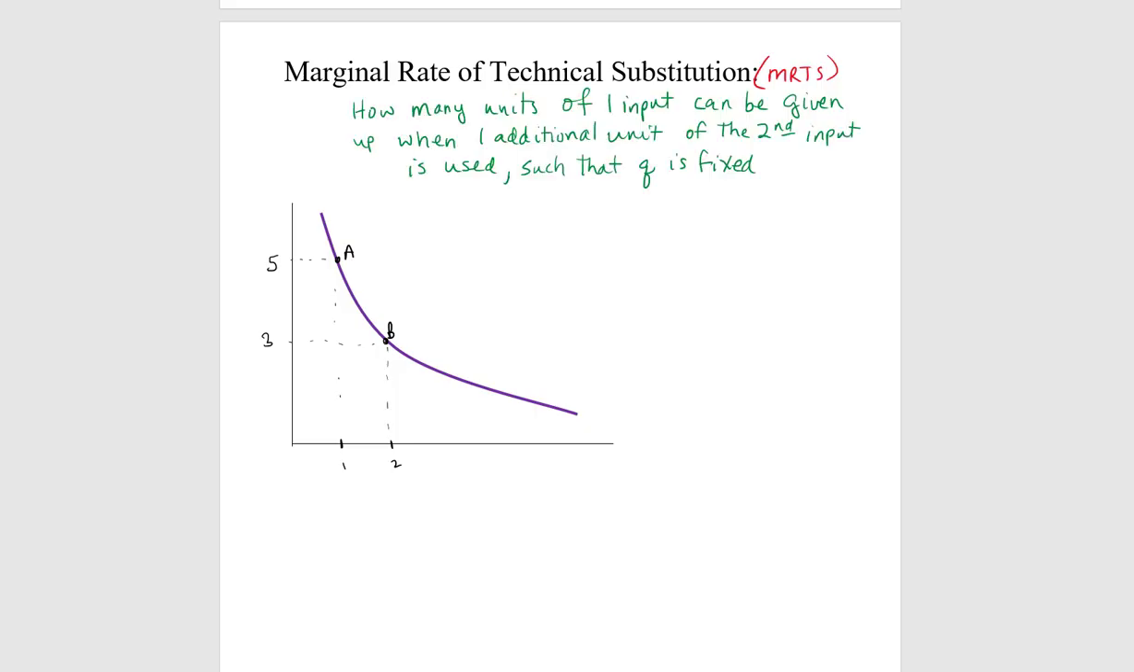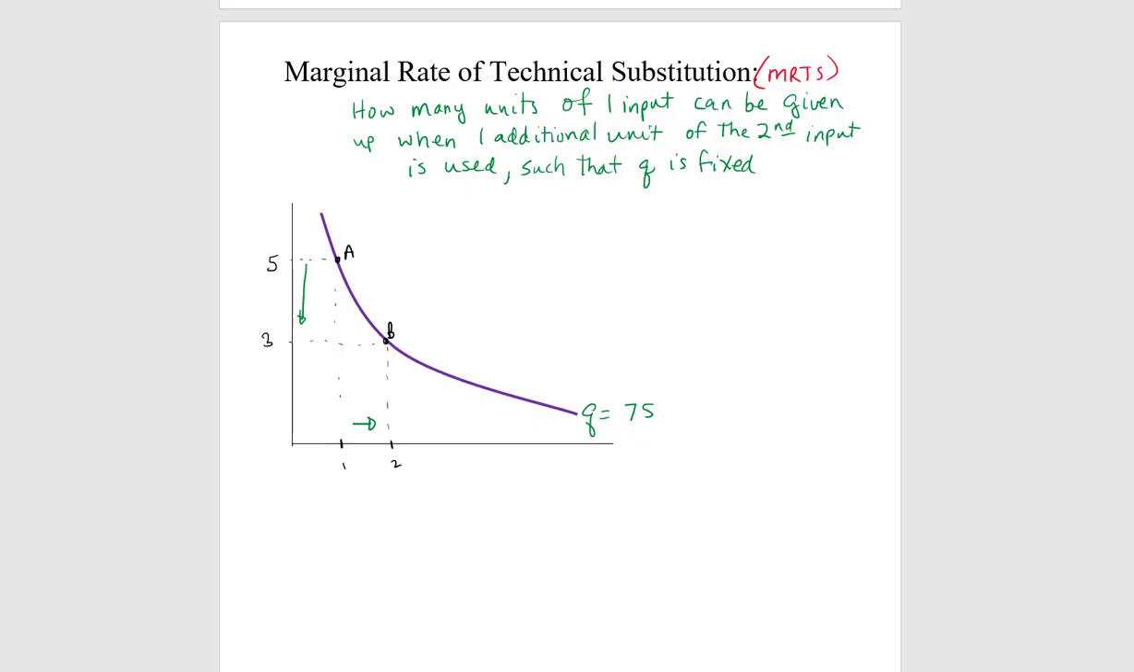The marginal rate of technical substitution is how many units of one input can be given up when one additional unit of the second input is used, such that quantity is fixed. What I'm really saying is if I'm moving one more unit of labor into my production function, how many units of capital can I give up and still be on that same isoquant? So I still want to produce 75 units of output. How many units of capital can I give up if I hire one more worker?